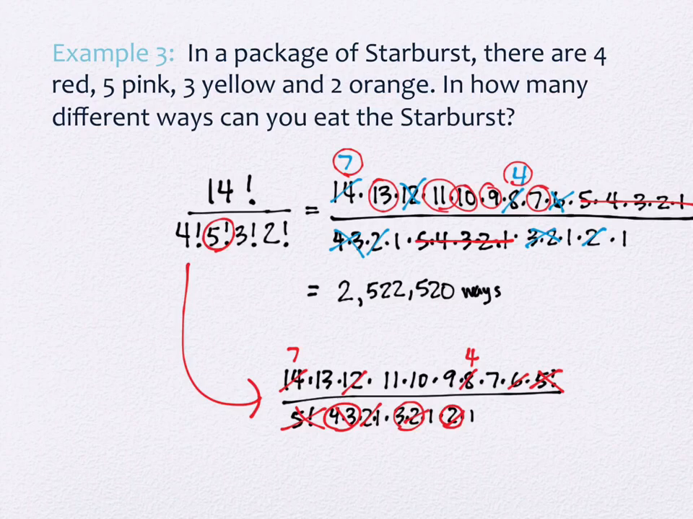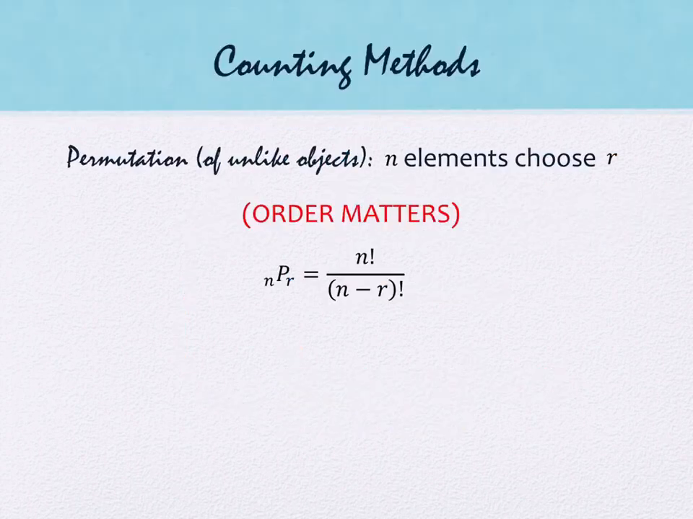Okay, so this is permutation of like objects. The next one is permutation of unlike objects. Unlike objects have this notation that we're going to encounter, nPr, where n factorial is on top, and n minus r factorial is on the bottom. So what are unlike objects? Well, literally things that aren't alike. So if you had that Starburst package, but every color were different, those would be unlike objects.